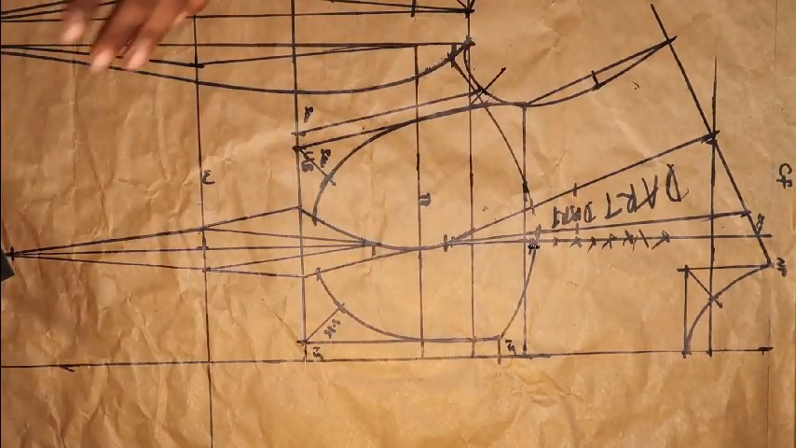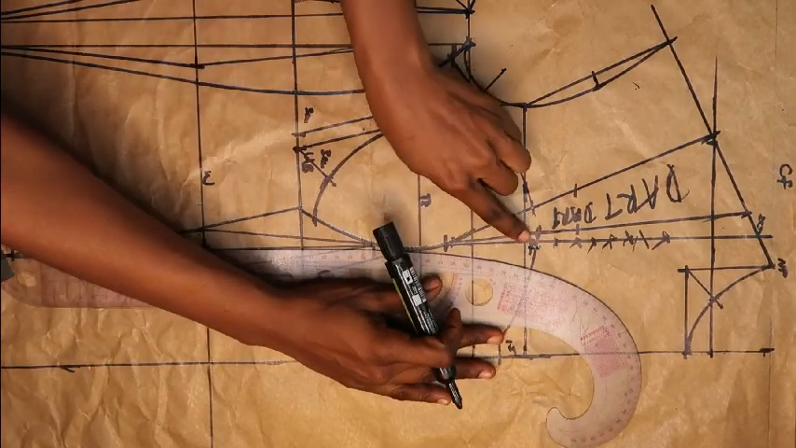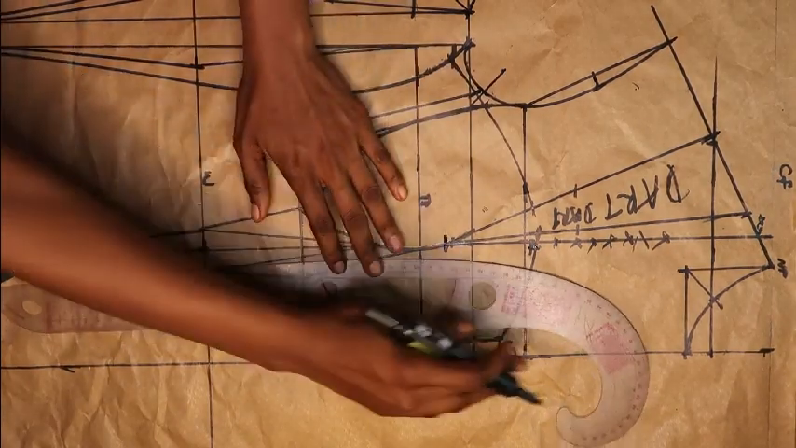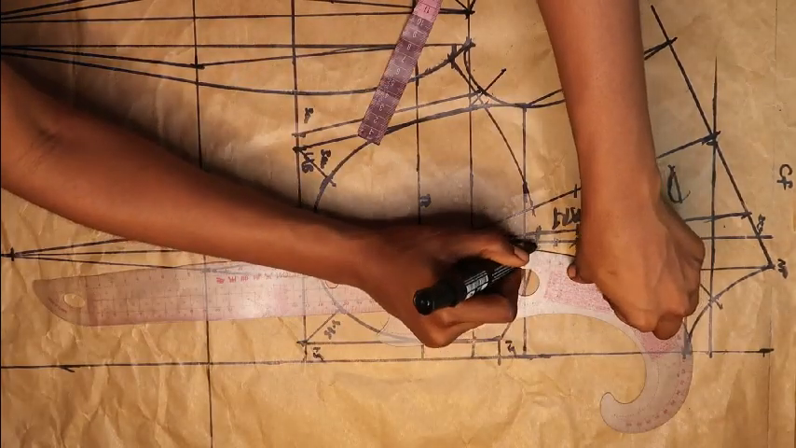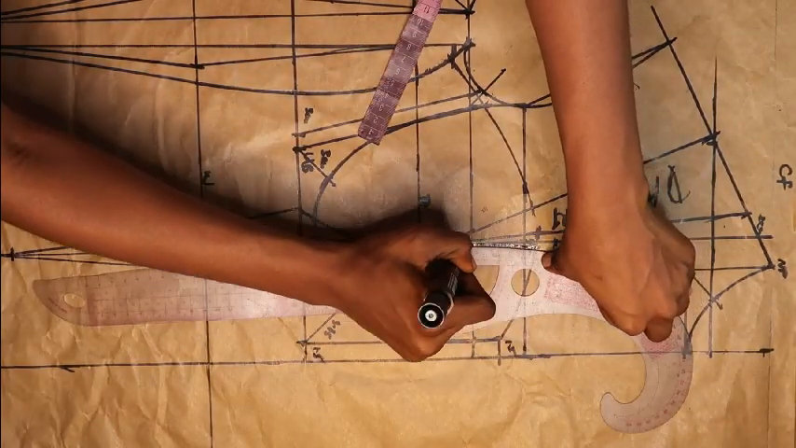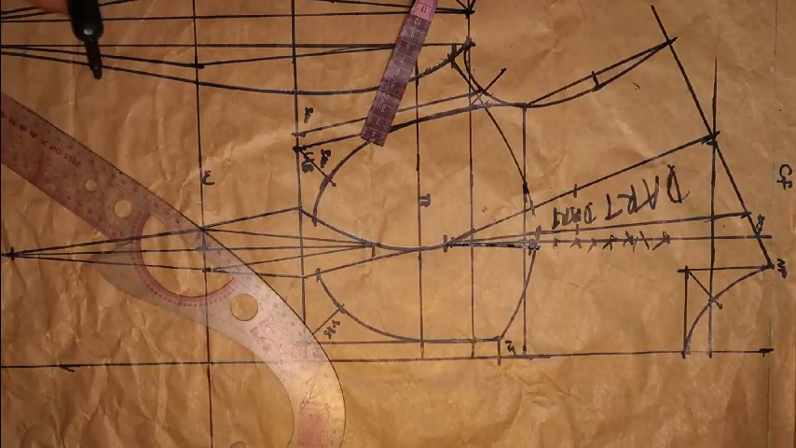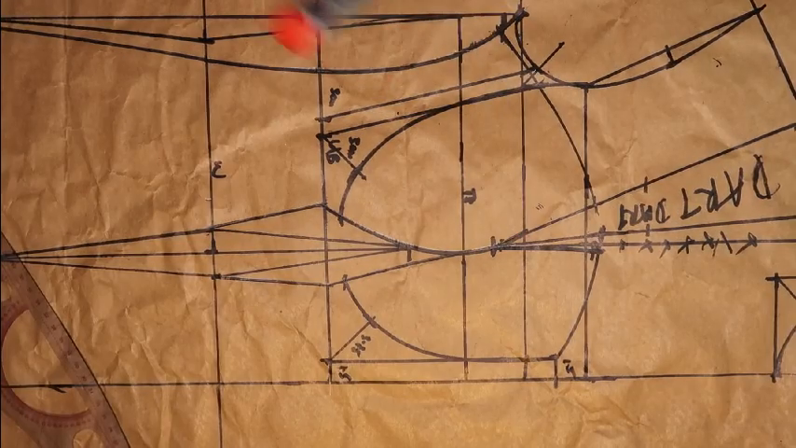and then take your French curve and connect that 1 cm to your point X. This is your point X. We're going to connect that point. I know you can't see it, but maybe I should go and get another marker. Change the marker so that you can see clearly.